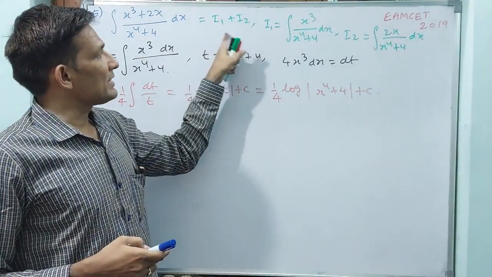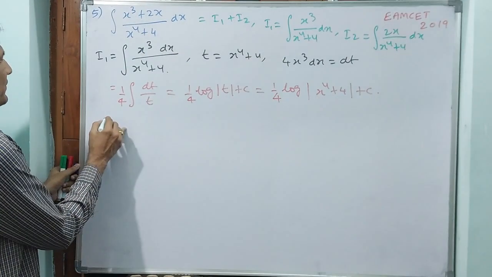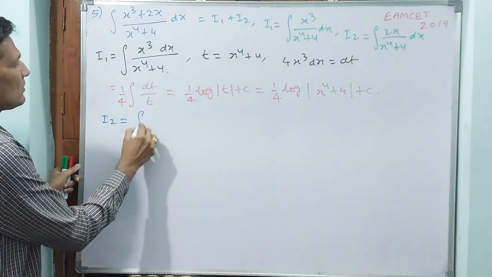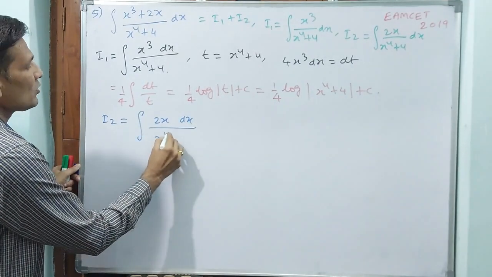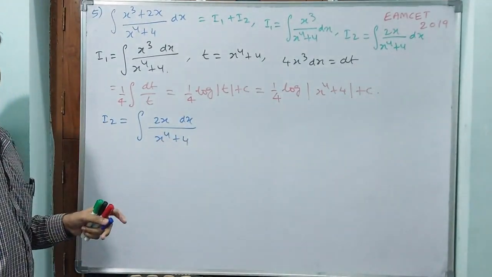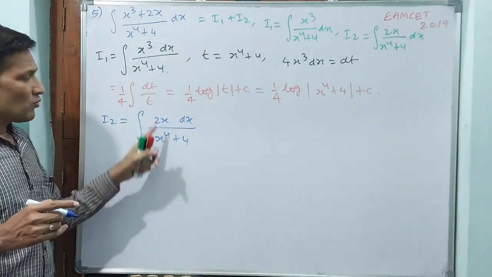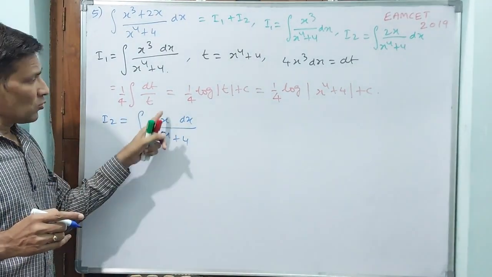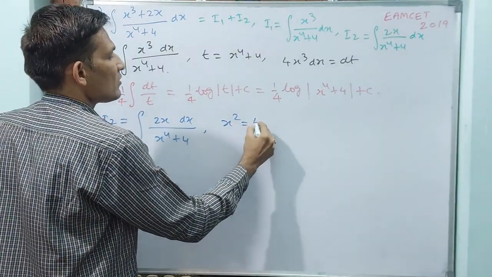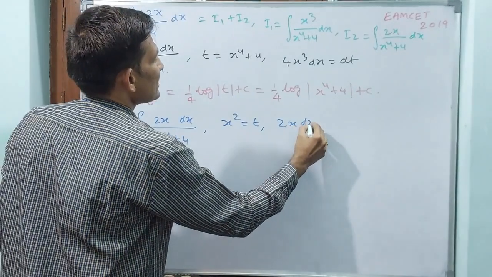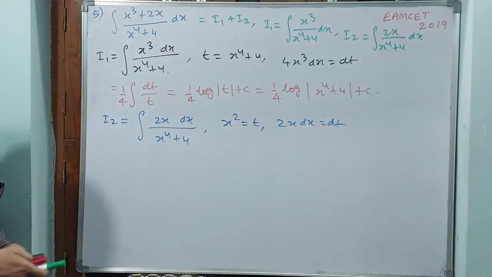Another one: actually I1 plus I2 you have to get. Then you go for I2 also. Let us proceed. I2 is equal to integral 2x dx by x to the power of 4 plus 4. Now don't take x to the power of 4 plus 4 entire thing as t. Now you take x square as t. Why? 2x dx has to come. X square is equal to t, 2x dx is equal to dt.